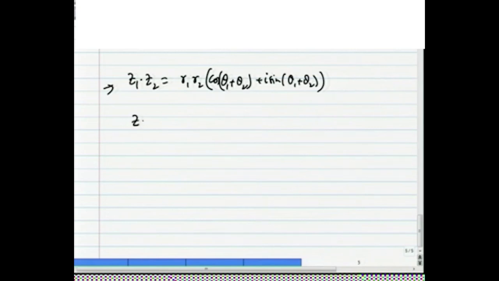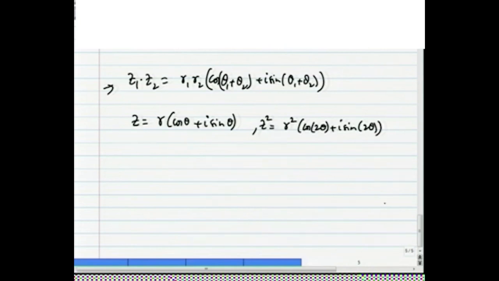Okay, so we saw that z1 times z2 is equal to r1 r2 cosine theta 1 plus theta 2 plus I sine theta 1 plus theta 2, where z1 is r1 cosine theta 1 plus I sine theta 1, and z2 is r2 cosine theta 2 plus I sine theta 2. So this we saw. So as a consequence, if you consider z equals r cosine theta plus I sine theta, I'll drop the subscripts, then z squared is equal to r squared cosine theta plus theta, so that gives me 2 theta, plus I sine 2 theta.